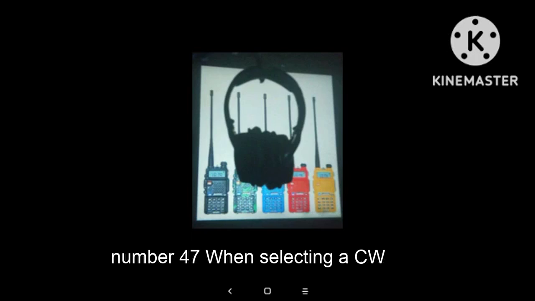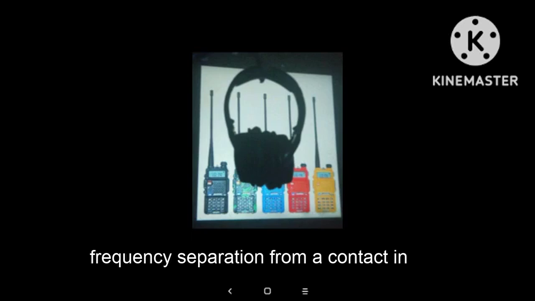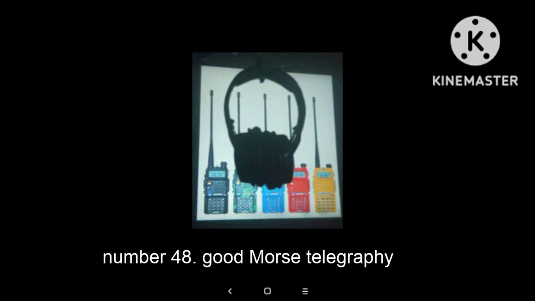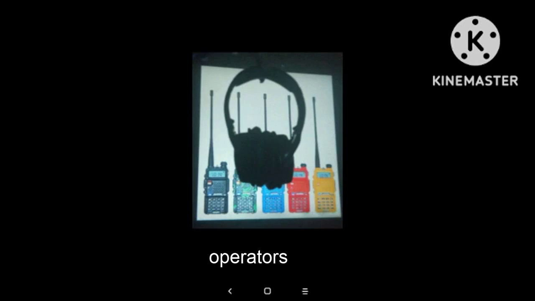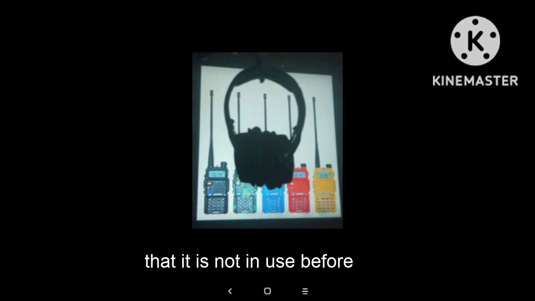Number 47. When selecting a CW transmitting frequency, what minimum frequency separation from a contact in progress should you allow to minimize interference? 150 to 500 Hz. Number 48. Good Morse telegraphy operators listen to the frequency to make sure that it is not in use before transmitting.